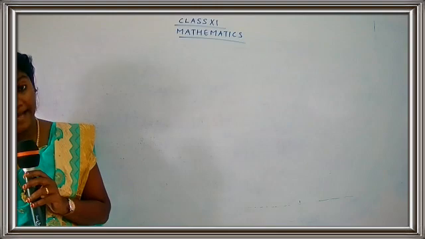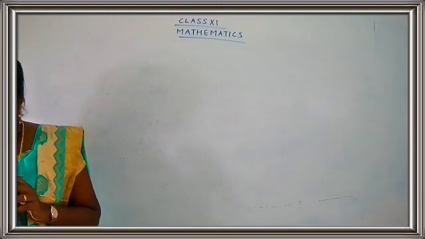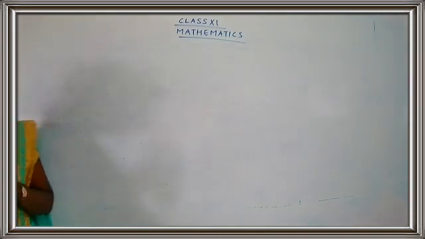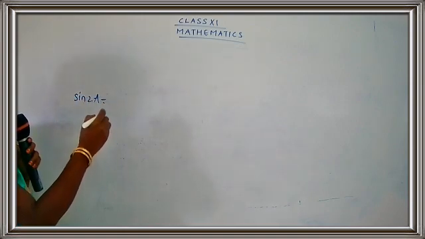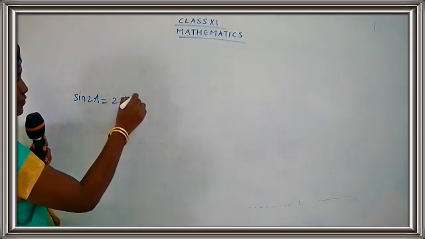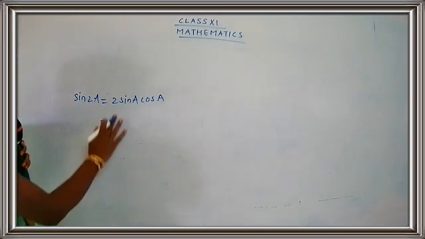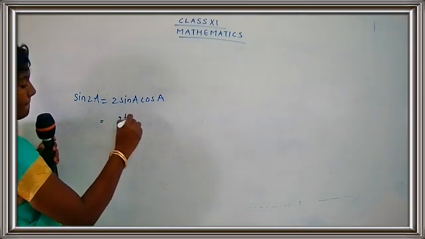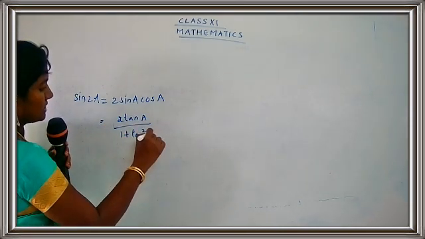So for double angle identities we used sine 2a. For sine 2a we had two formulas. Can you tell the two formulas for sine 2a, children? You should know all the formulas. That's very, very important. Sine 2a is 2 sine a cos a. This is one formula. And one more is 2 tan a upon 1 plus tan square a. So this is for sine 2a.